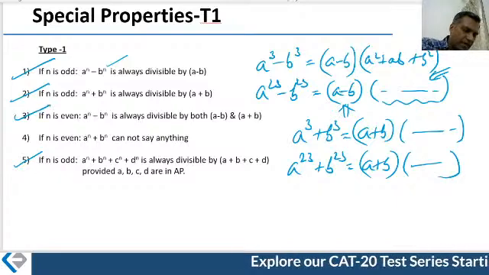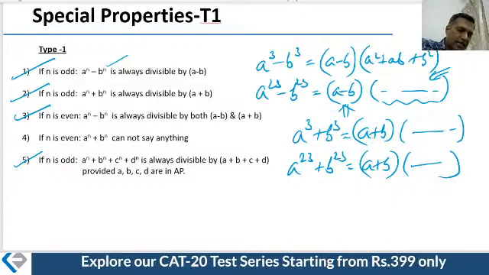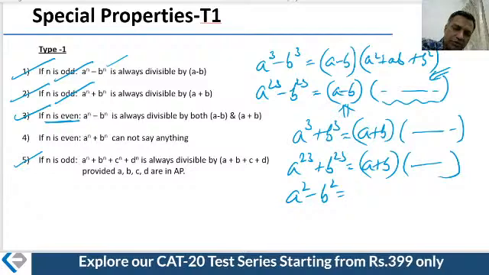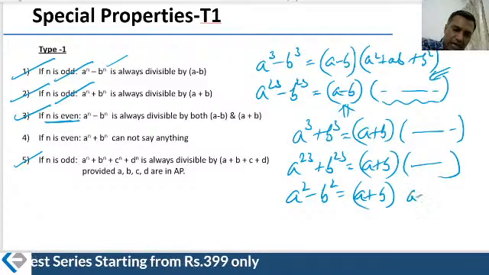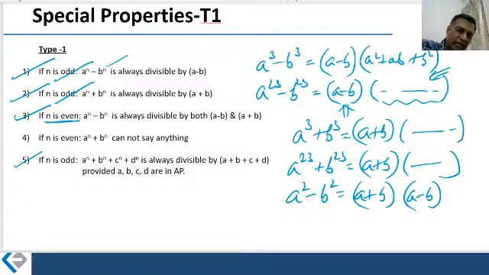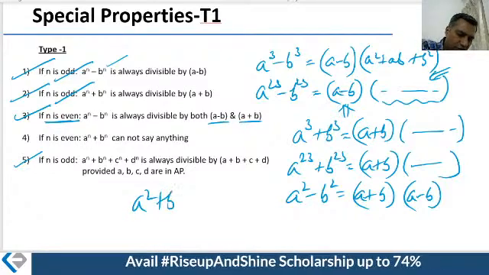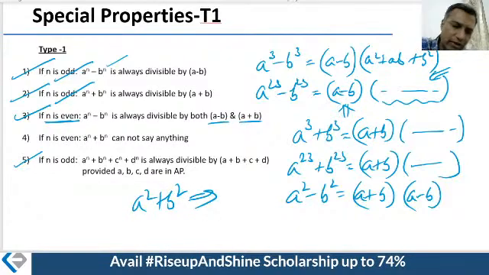Good. What if I have a^n + b^n, where n is even, because the first two were odd? A classic example is a² − b². A² − b² is definitely divisible by both a + b as well as a − b. What if I write a² + b²? It depends. We cannot say anything, because you never wrote anything for this. That's point number 4.